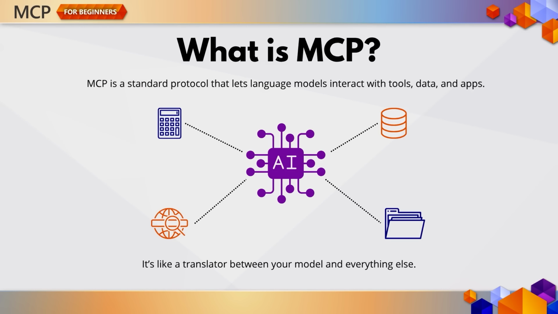MCP stands for Model Context Protocol. It's a standardized way for language models to interact with tools, data sources, and external applications. Think of it like a translator between your AI model and the rest of your digital ecosystem. What makes MCP so special is its architecture. It's modular, flexible, and designed to work with any programming language, be it Python, Java, JavaScript, .NET, you name it.